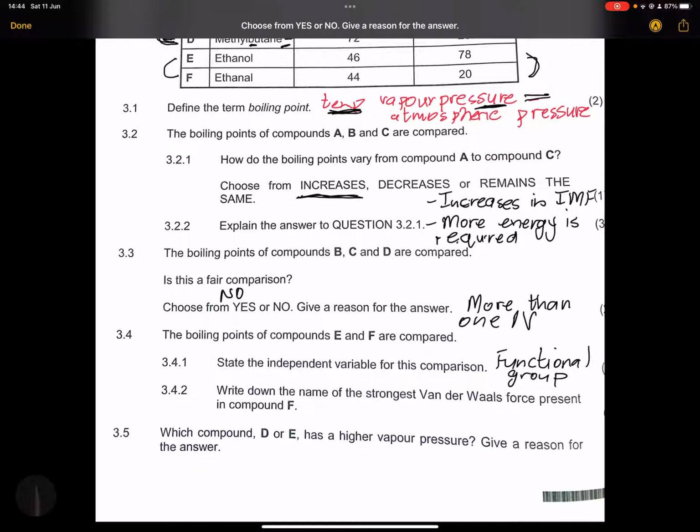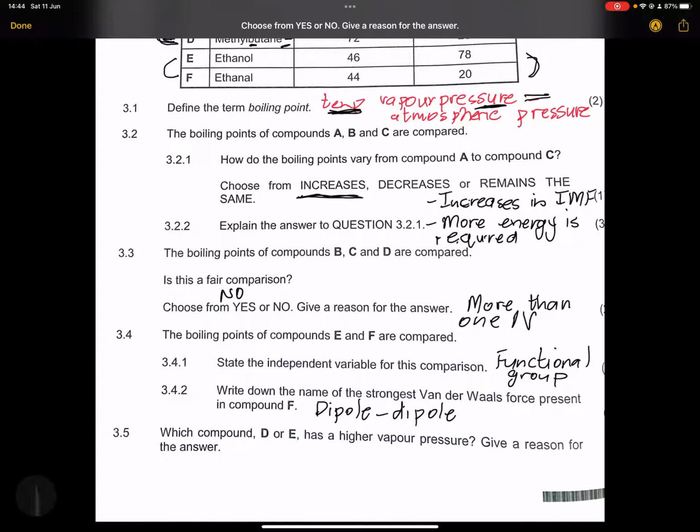strongest van der Waals force present in compound F. Now remember, F has got two van der Waals forces. First of all, you've got those London forces. So there are only two in this case. So that would be London forces, but it also has dipole. So the strongest there would be your dipole van der Waals forces.